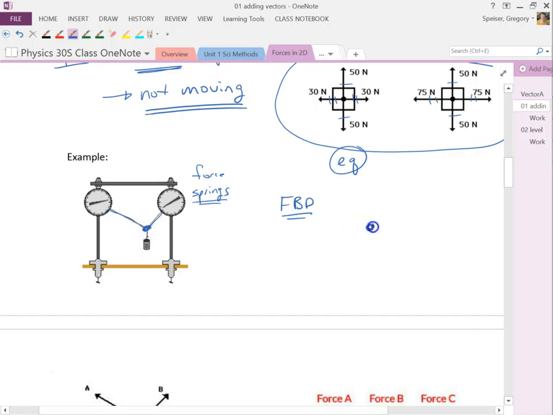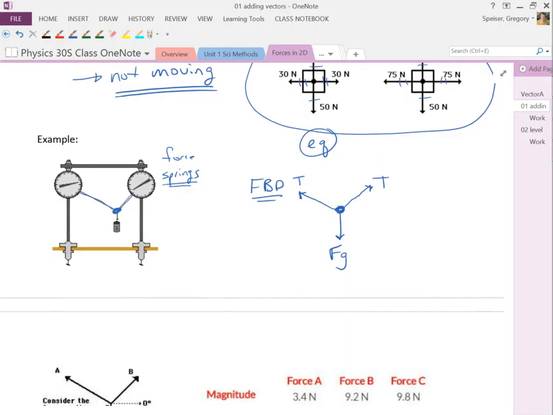So if I imagine that intersection of all those three strings, we would have this force of gravity downwards, which is the force of gravity of that hanging mass. And then we would have one tension this way, and then we would have another tension this way. And it's not exactly the same angle necessarily.